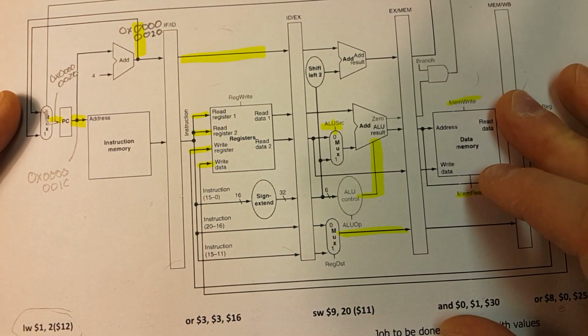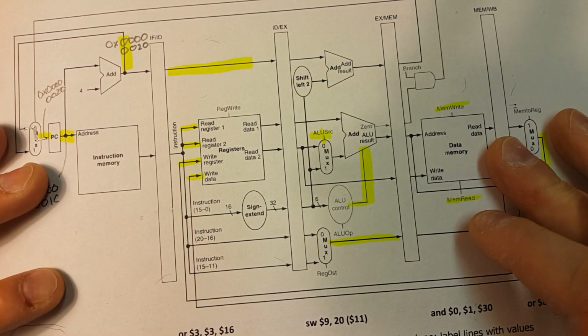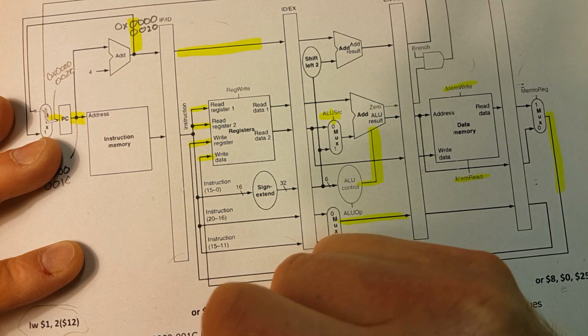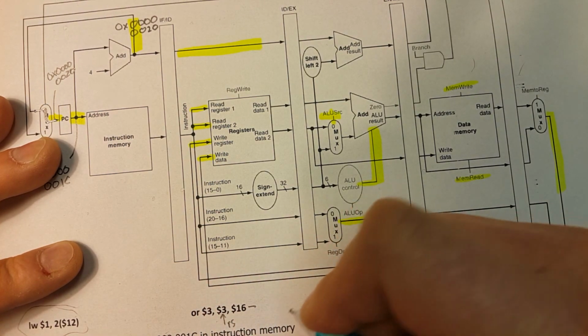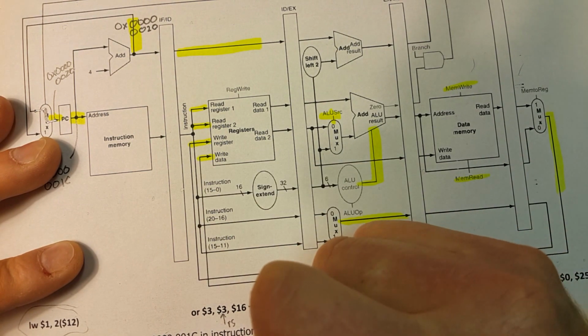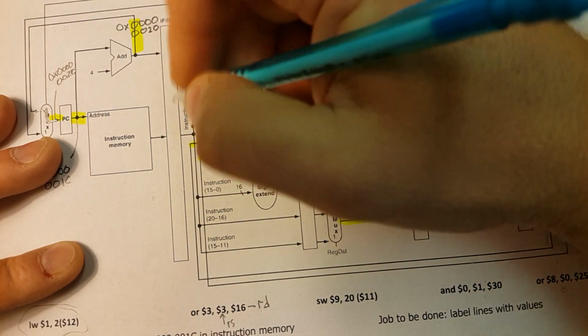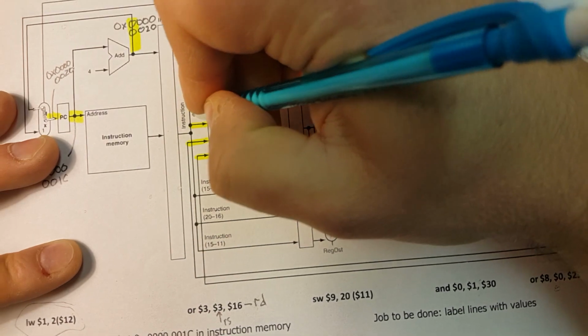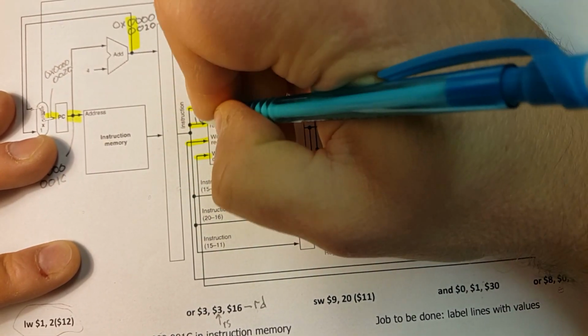Now the next, we look at the OR instruction. That OR instruction is going to have arguments 3 and 16. This 3 is going to be RS, and this 3 is going to be RD. Okay, so that means there's going to be a 3 coming through here, that's 5 bits. There's going to be a 16 coming here.